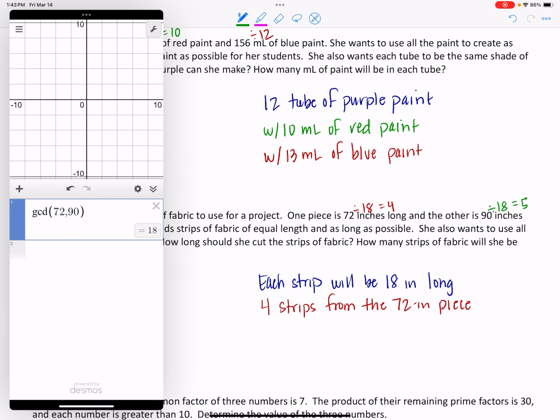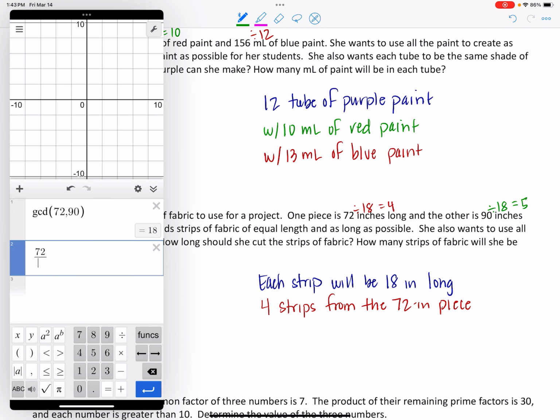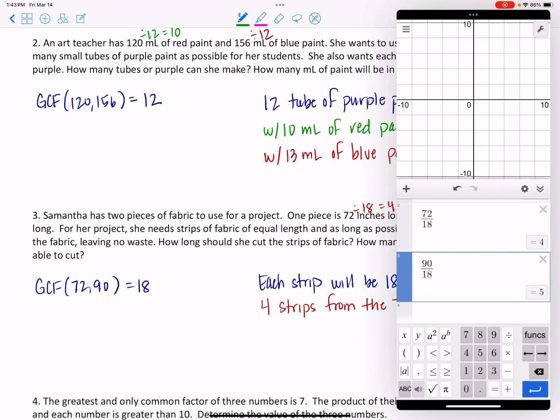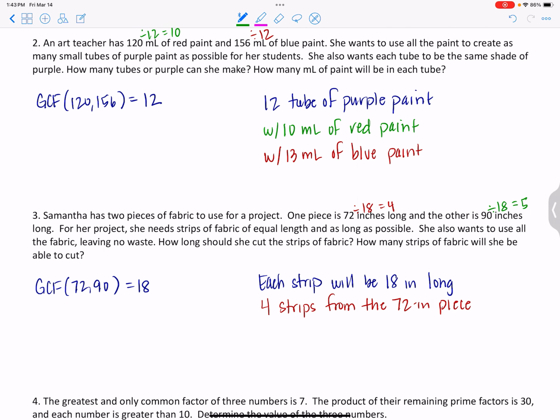Let me just make sure I'm not mathing that wrong. 72 divided by 18 is 4. And then 90 divided by 18 does make 5. Okay, good. I can math sometimes. So she's going to get 5 strips from the 90-inch piece.